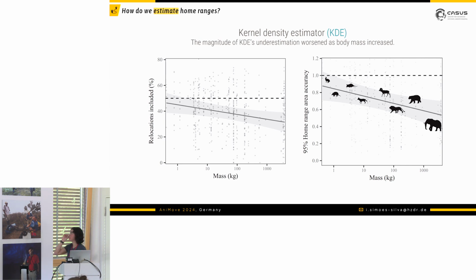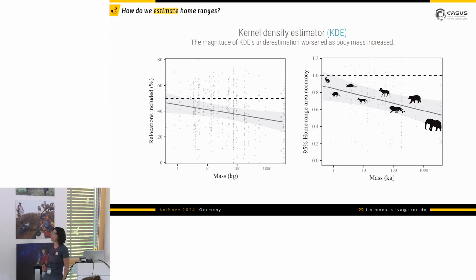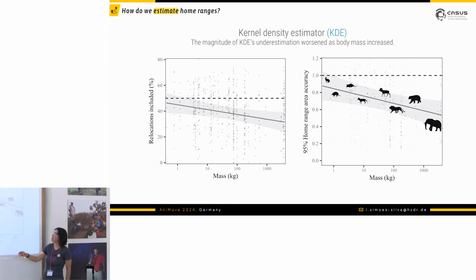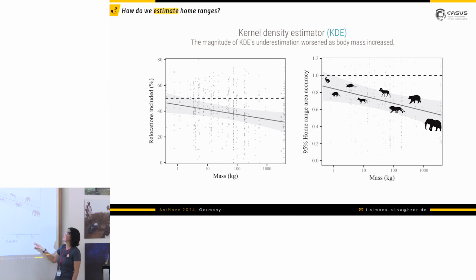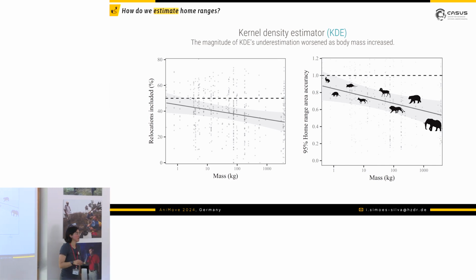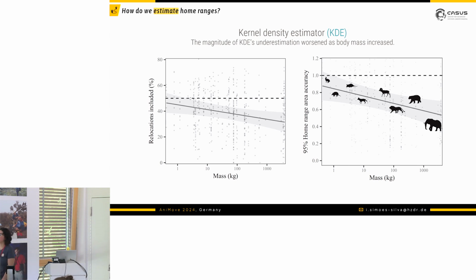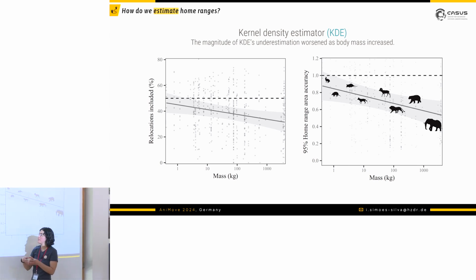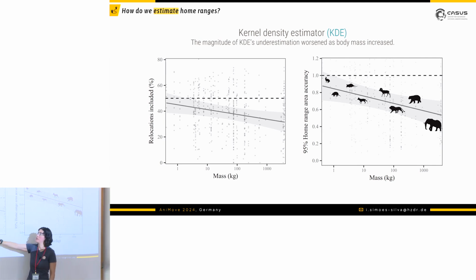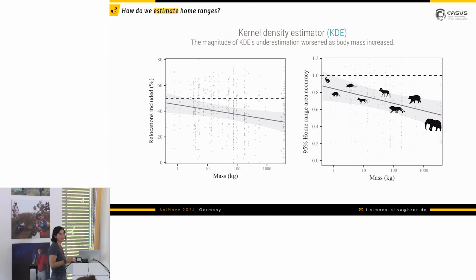As Chris was saying, especially with this conventional kernel density estimator, it does have the issue that as the body mass of the study species increases, the accuracy of this method is lower, because of the issues related to the actual method. And even if you see on the other plots, the relocations included, this is the same thing that Chris was showing when you only look at the first half of the data and then see how it reflects the second half of the data. The relocation percentage included also decreases, so the ability to capture the full picture of the home range decreases.